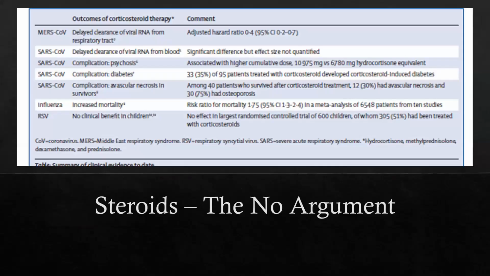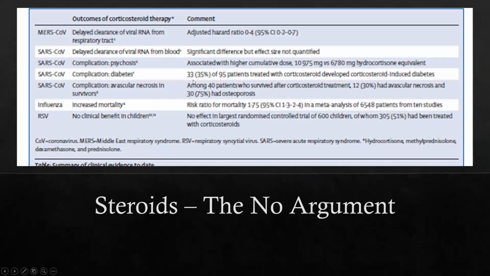So looking at steroids, I will present the no and the yes argument. If we look at the past, again, that's what we're basing our evidence on for COVID: MERS-CoV and SARS-CoV. And then this review looked at influenza and RSV as well. When used in MERS-CoV, we touched on these things, but they saw prolonged viremia and delayed clearance of viral RNA from the respiratory tract. Same thing with SARS-CoV, except delayed clearance in the blood.